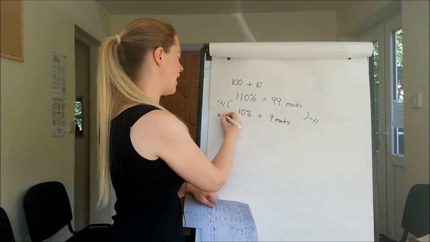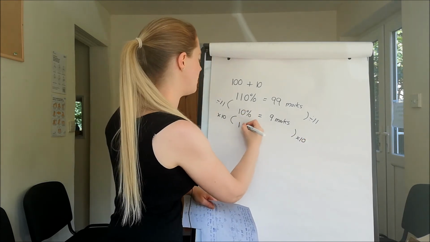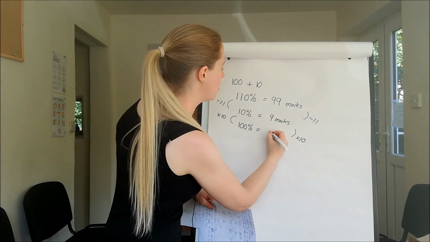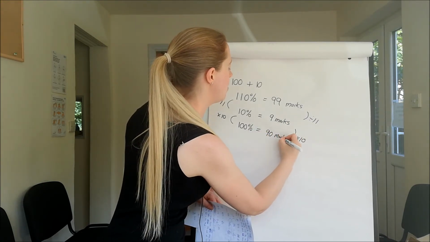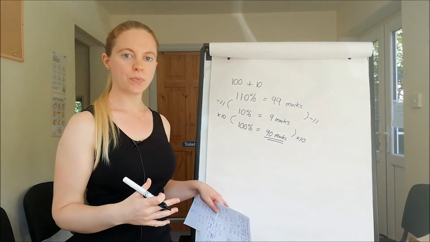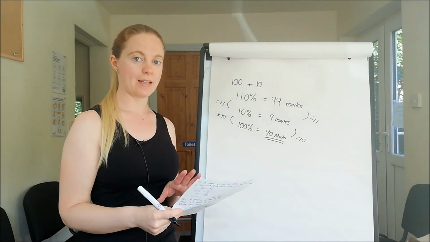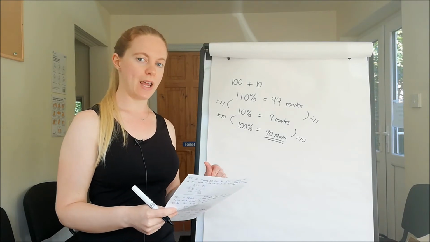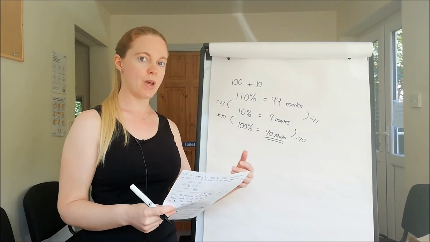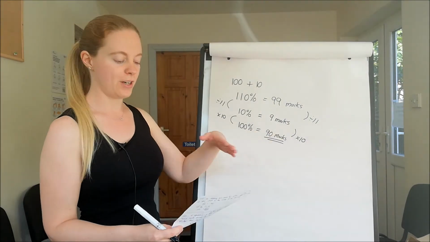Then I can times by 10 to scale it up to 100%. So 10% times 10 would give me 100%, and 9 marks times 10 would give me 90 marks. So in his mock, he got 90 marks. And you can check if your answer makes sense, because we're told in the question, in the real thing, he gets 99, which is a 10% increase on what he got in his mocks. So in other words, he did better in his real exam than he did in his mocks, which means that you want a lower score for his mock than he got in his exam.